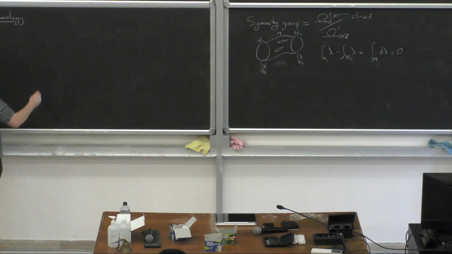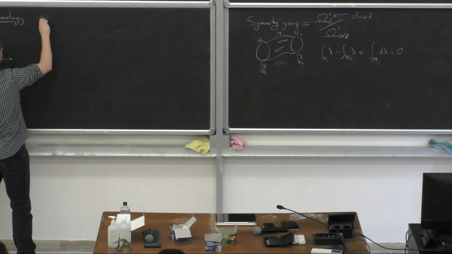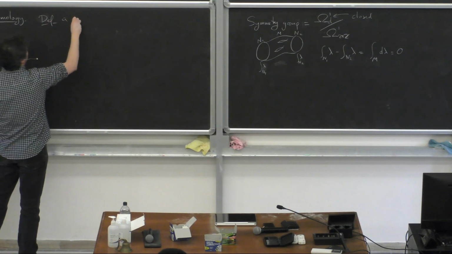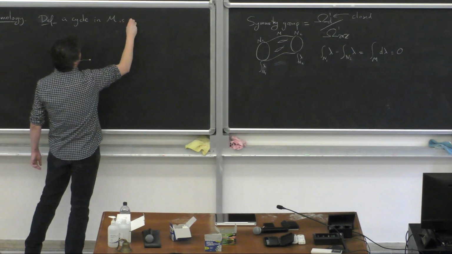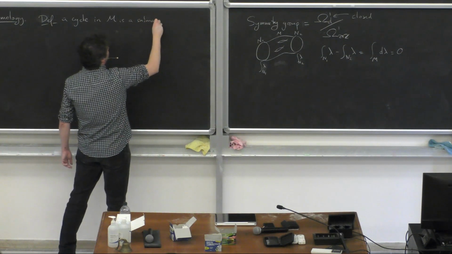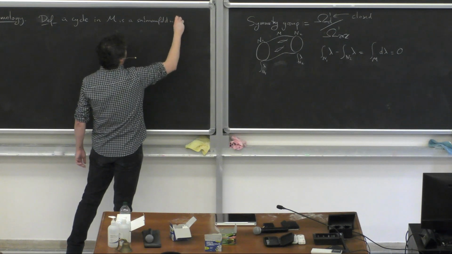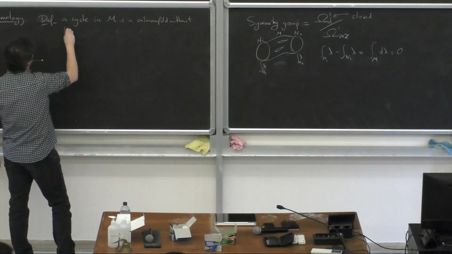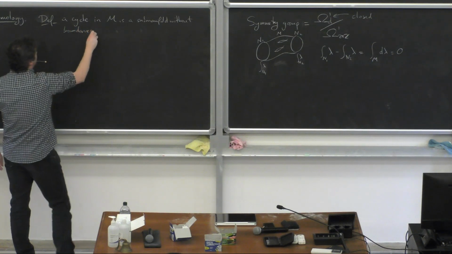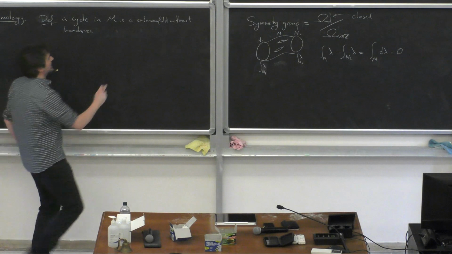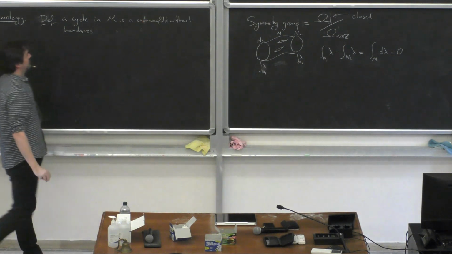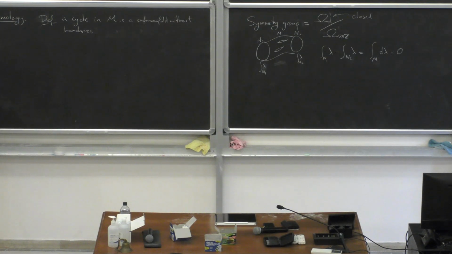All right. So, definition. A cycle in M is a submanifold without boundaries. I'm sweeping under the rug a lot of mathematical subtleties, so assume here that everything is smooth, nice. Just trying to give you intuition. In the next lecture, I'll give something a bit more solid or robust. But for the moment, this is not. So a cycle is going to be a submanifold of some dimension without boundary.